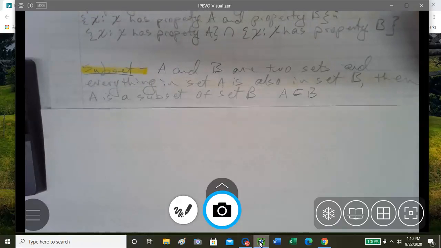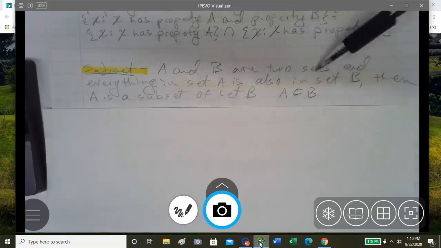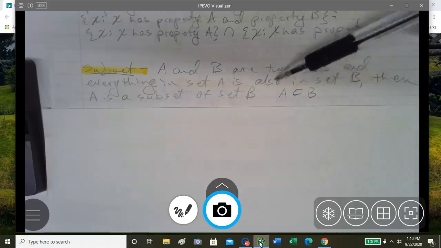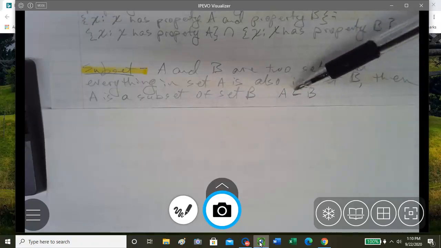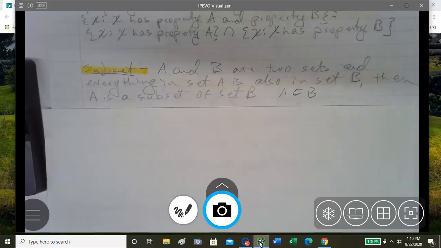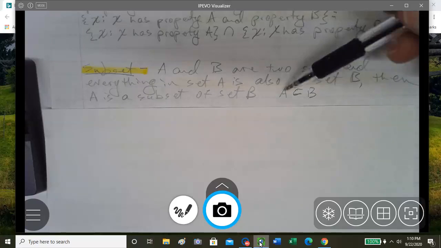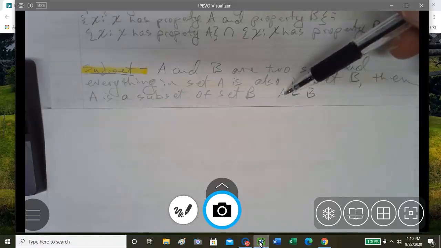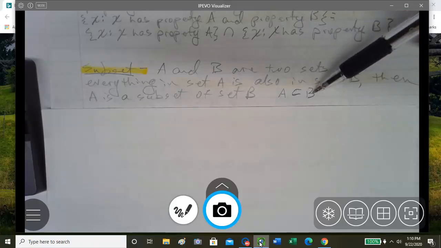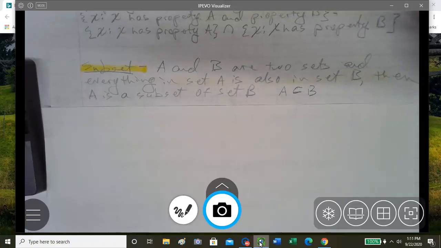Okay, subset. A and B are two sets, and everything in set A is also in set B. Then A is a subset of set B. So the first term is always the subset of the second term. An example of a subset: natural numbers, counting numbers 1, 2, 3, and so on, are a subset of whole numbers. Whole numbers start with 0, and natural numbers only start with 1. So you could say natural numbers are a subset of whole numbers.